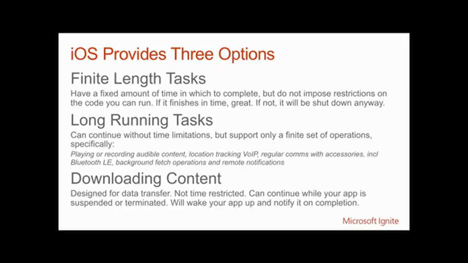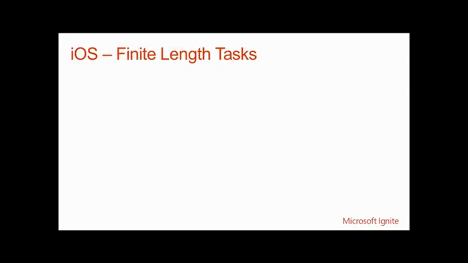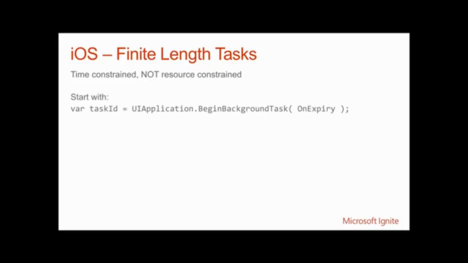So we'll take a bit of a look at the first two. And first of all, finite length tasks. So remember, these are time constrained, not resource constrained. So if we want to start one of these on iOS, that's fairly straightforward. We call UIApplication.BeginBackgroundTask, and we pass in a delegate, which is a method that gets called if that time, the allotted time, expires. And that's where we'd have to clean up.